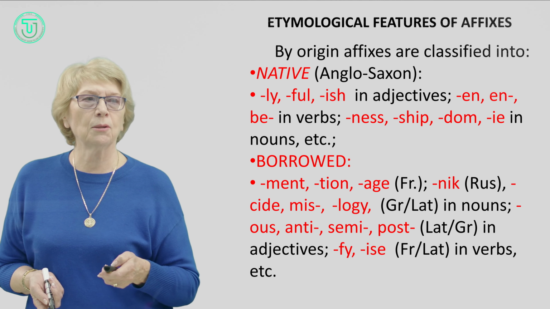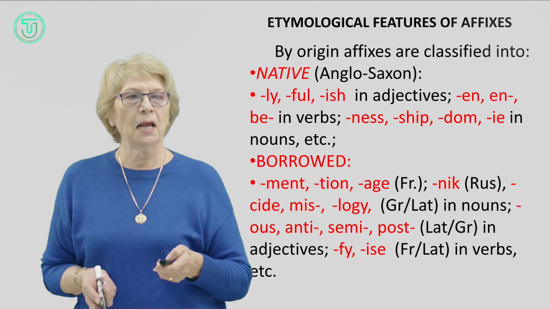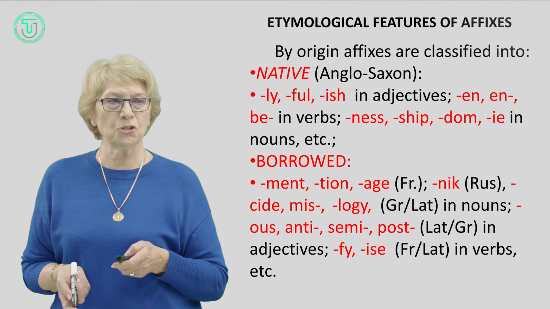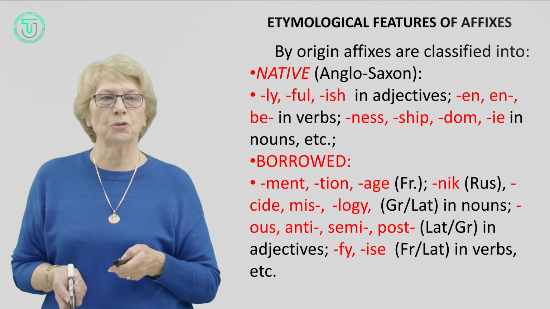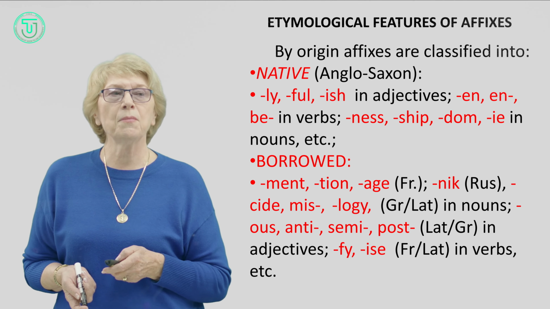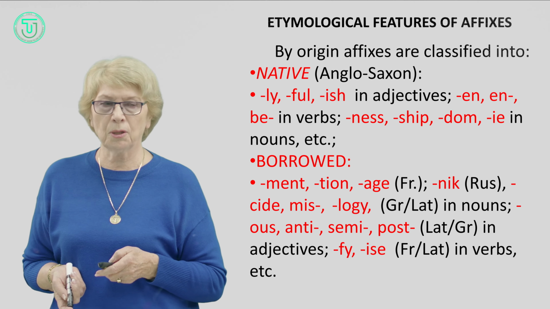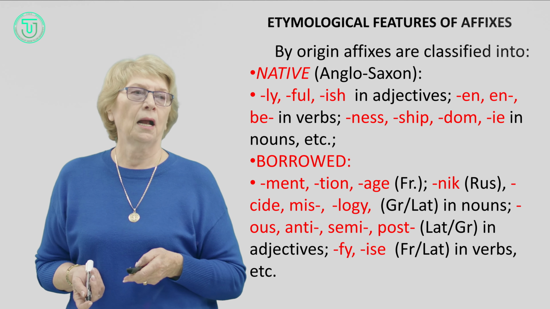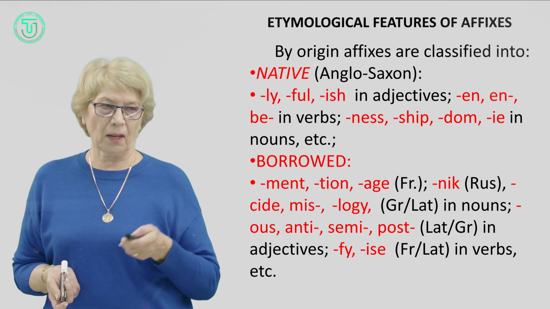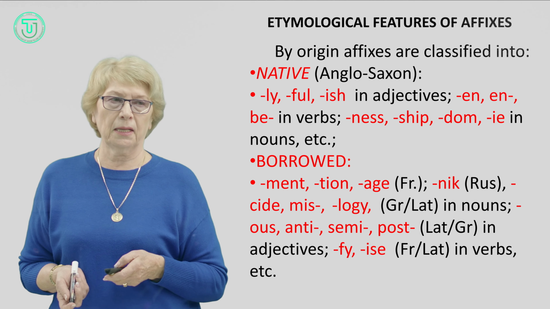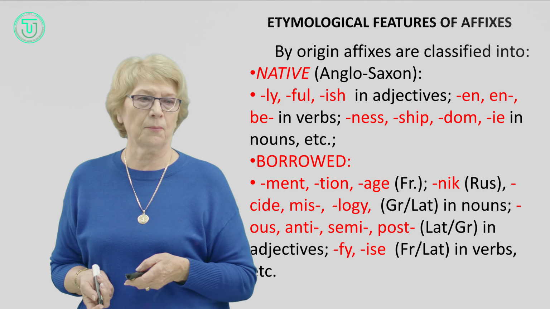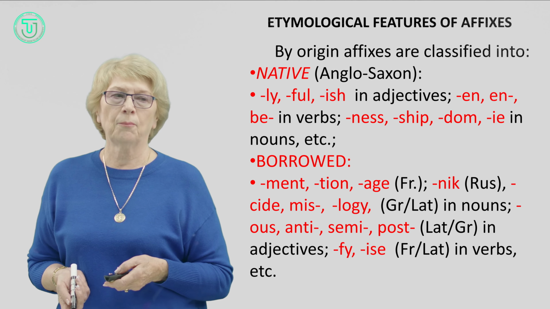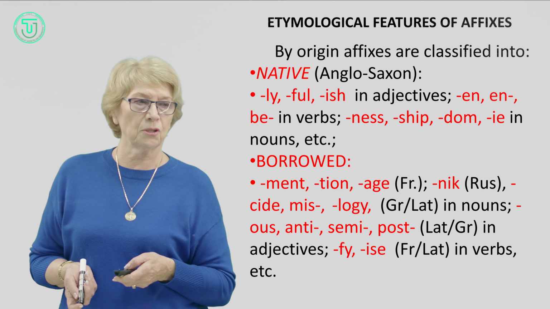Okay, now here we come to etymological features of affixes, and I show you some affixes by origin. The native affixes are those which remain from the Old English period of the 4th, 5th centuries, Anno Domini, so they are called native, and they have been preserved here: ly, full, ish, ness, ship, etc. And borrowed affixes, here are the examples of borrowed affixes from French, ment and age in shortage, for example.